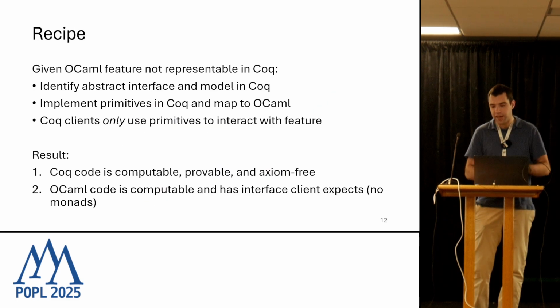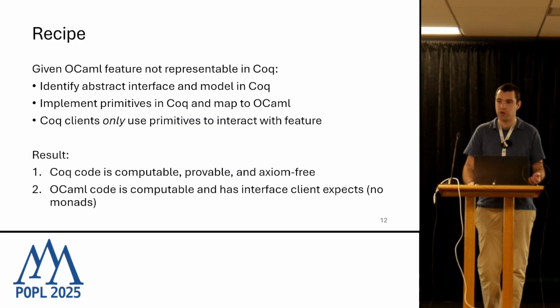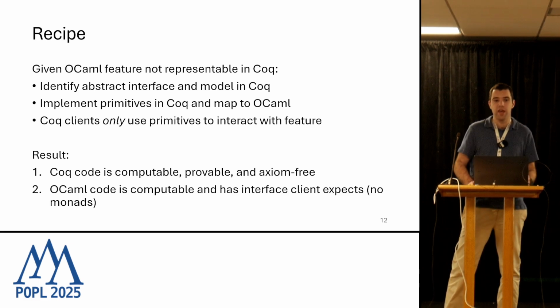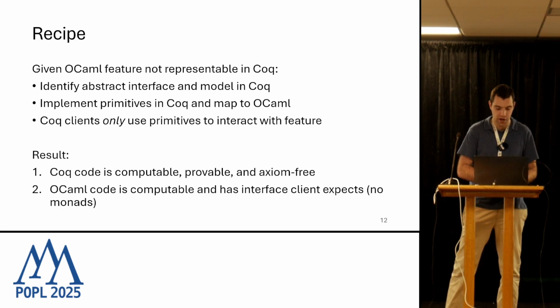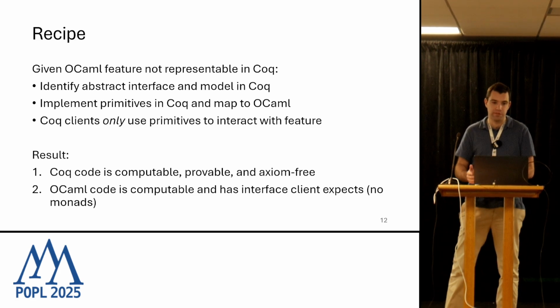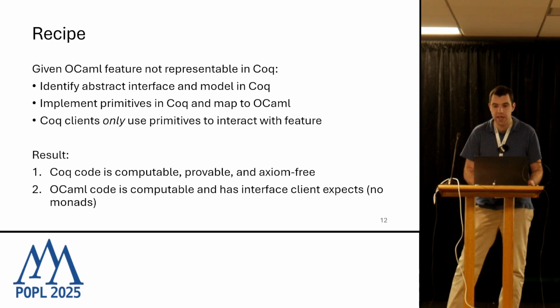And so this kind of defines the recipe for doing this, where if we have some OCaml feature that we can't represent in Coq, we want to figure out a way we can model that kind of feature in Coq, identify some set of primitive operations to interact with this interface, and then map those primitive operations to OCaml.